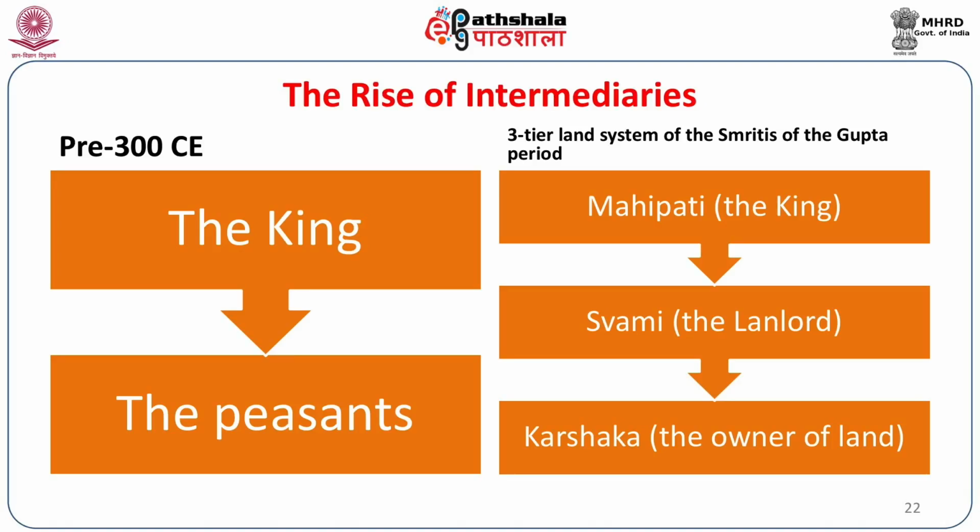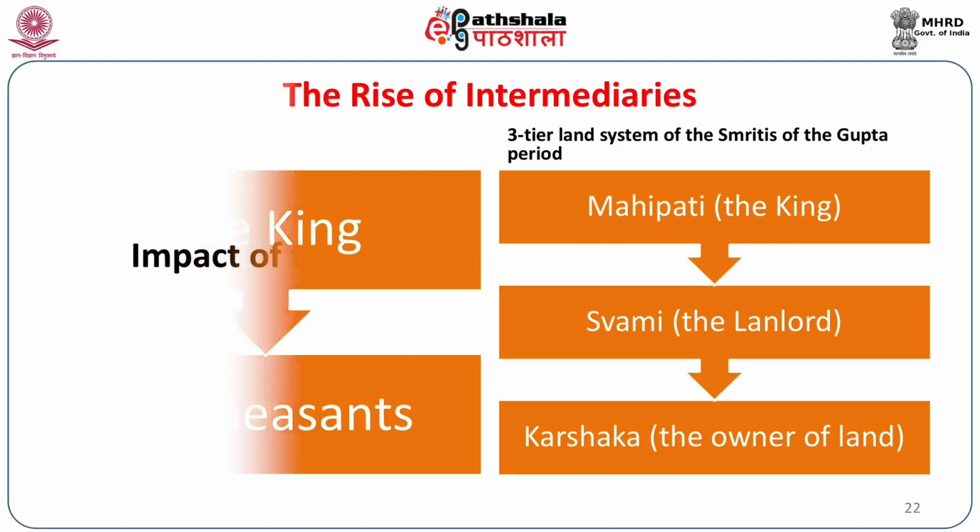But in the later period, as in the Gupta period, in the Smritis, as I have already discussed, the Smritis refer to a three-tier land system with three strata. At the top is the Mahipati or the king, in the middle is the Swami or the landlord, and at the lowest end is the Karshako or the owner of the land. So, there are three persons, three strata, related to land.